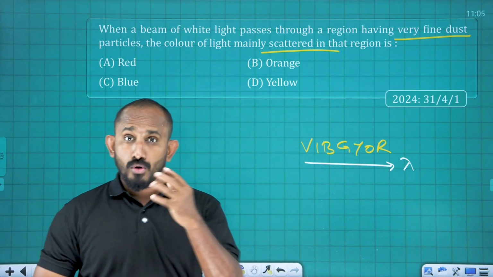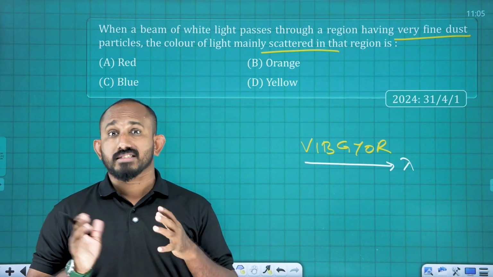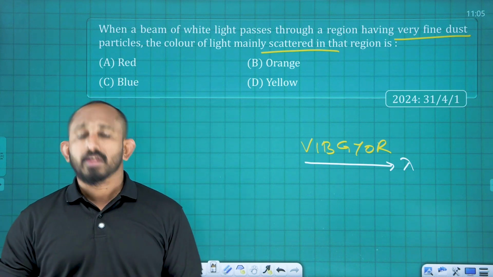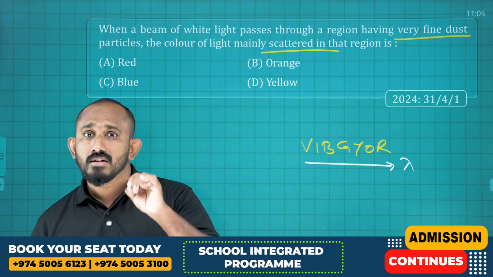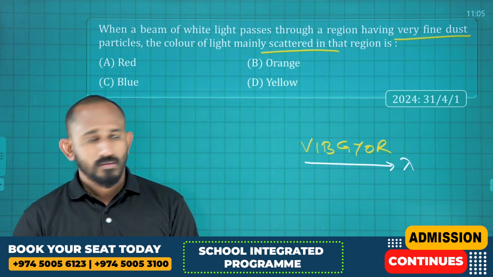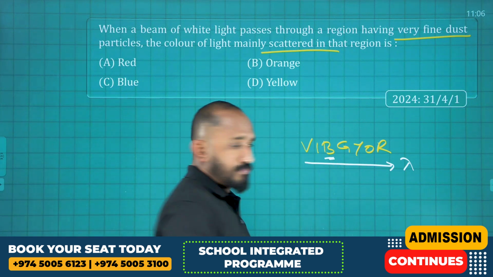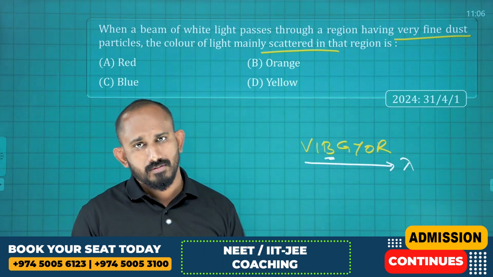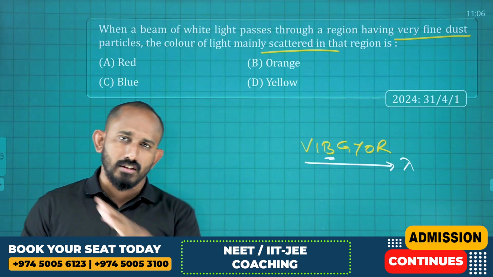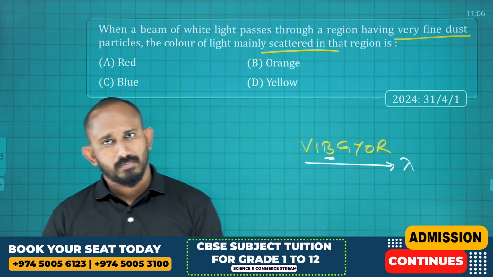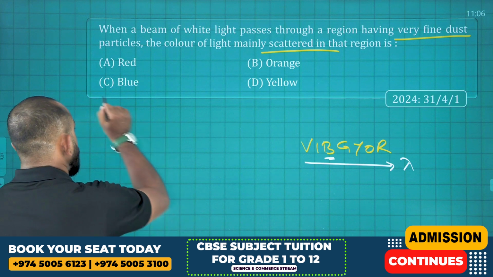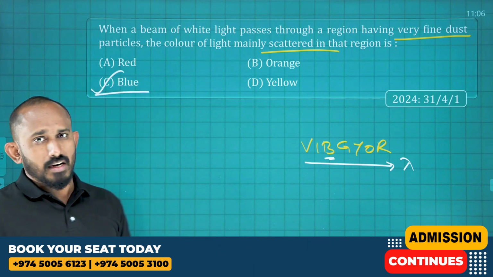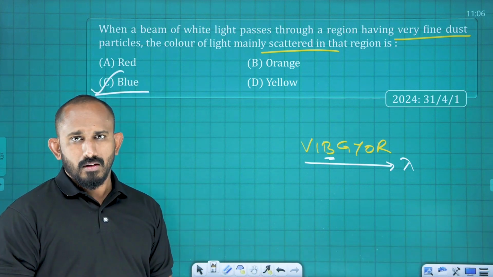Out of these, blue is more sensitive to your eyes. So the sky looks bluish in daytime. It's because of the scattering with the fine particles. So blue is one option. Then red has the greatest wavelength, so red scatters the least in normal atmospheric phenomena. So in the options here, blue is the correct answer. C is the correct answer here. Let's go for the next question.